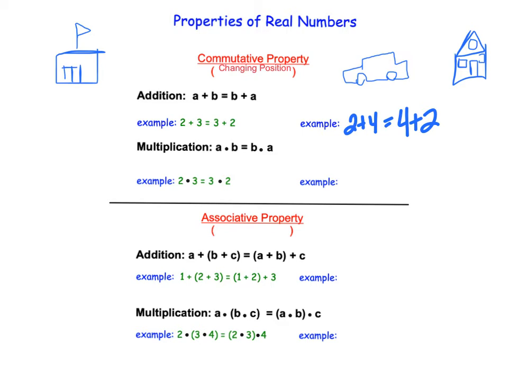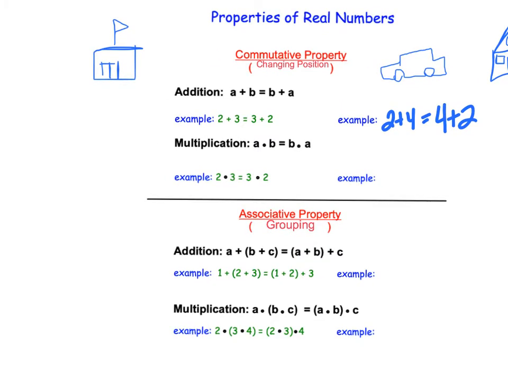The associative property. Well, we need to think about this in English as well. Let's think about you. Who do you associate with? You associate with your group of friends. And that's how I remember the associative property. It means to group or grouping. Here's an example of the associative property of addition.